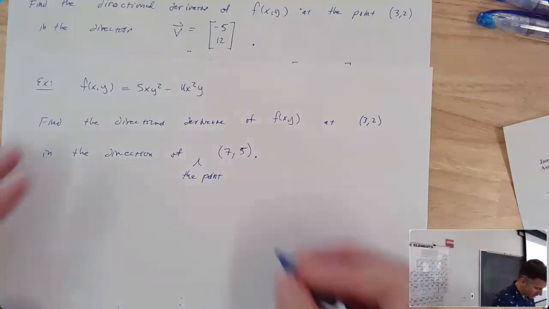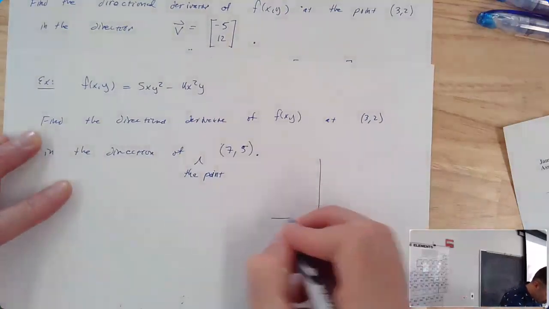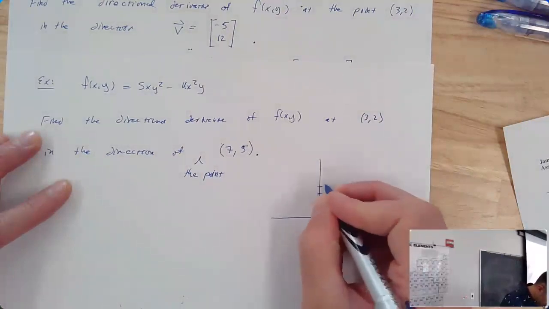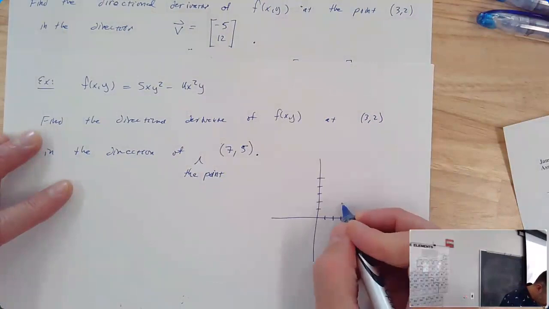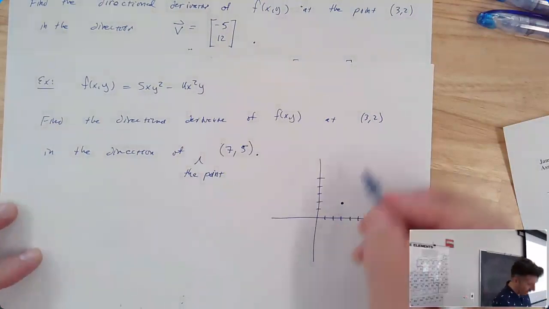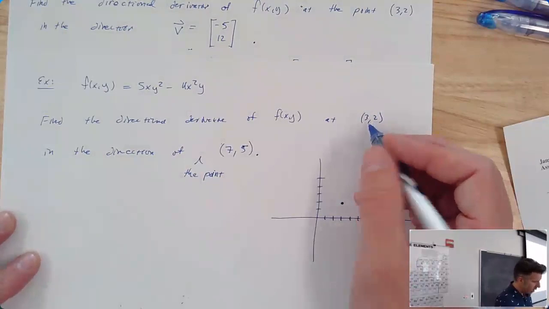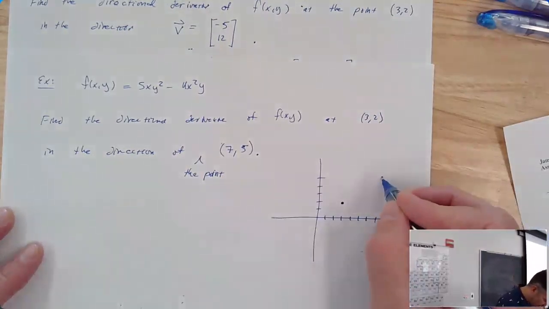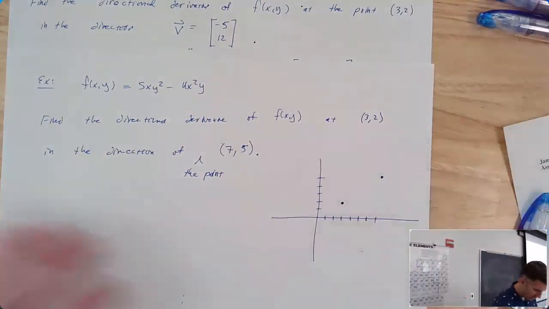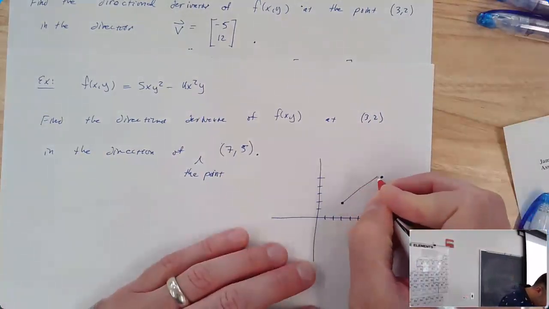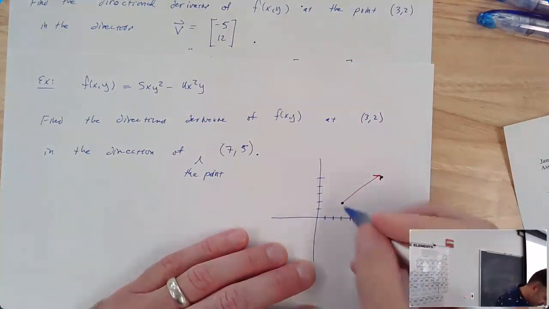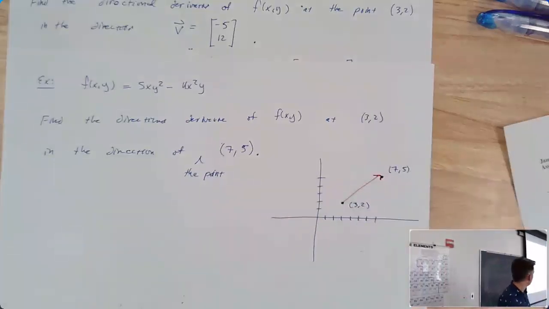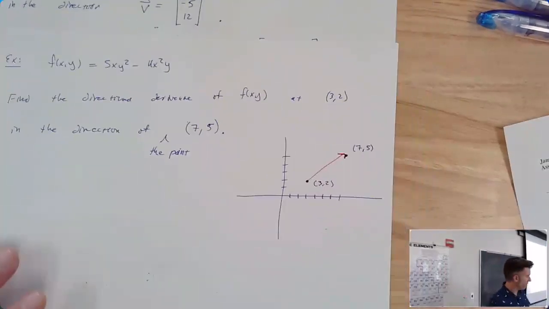What we're doing is we are starting at the point 3, 2, right? Because we're finding the directional derivative at the point 3, 2. And from that point, we're moving in the direction of the other point 7, 5. So our direction is actually whatever it takes to get from there to there. What's the actual vector from 3, 2 to 7, 5?